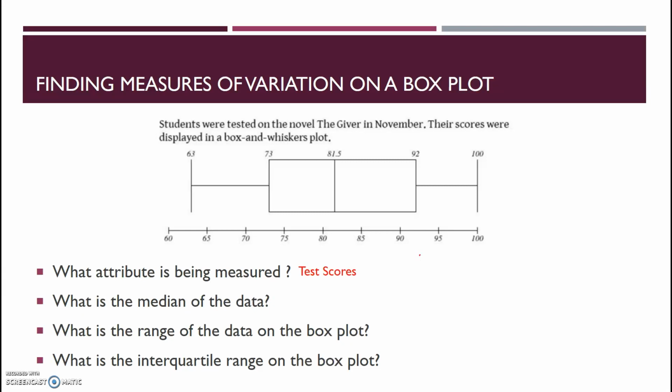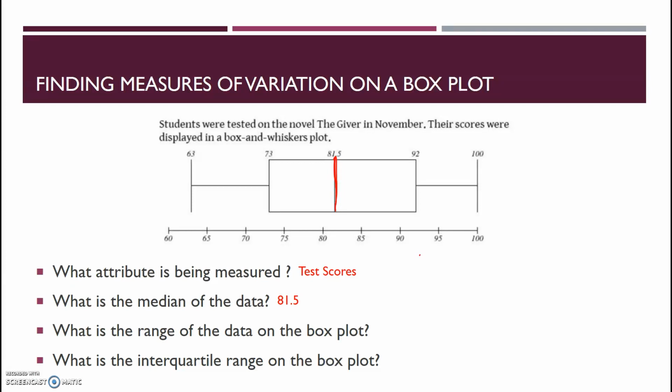And the answer here is test scores, because all of these numbers are the different students' test scores, or a general description of these students' test scores. What is the median of the data? Well, the median, as we know, is that center line of our box plot. So in this case, it is 81.5.